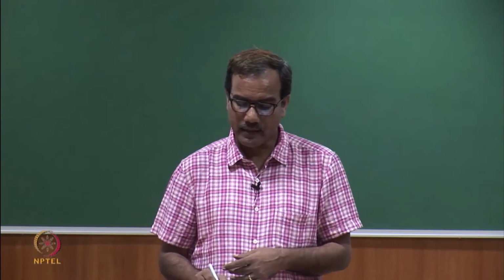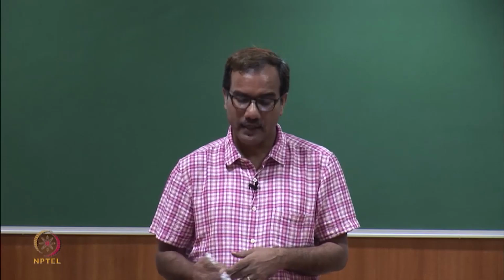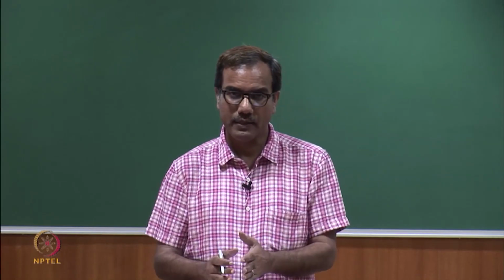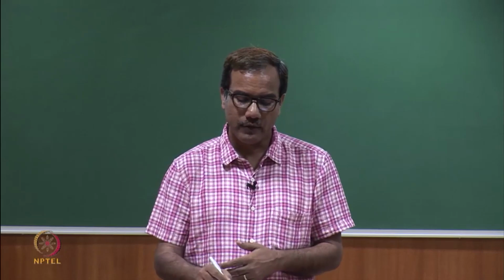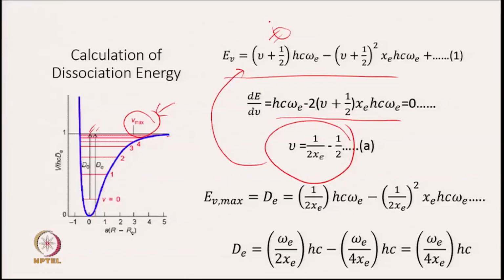Now, you see that V plus half is equal to 1 by 2 Xc. So, what you have to do is replace this V plus half by 1 by 2 Xc. When you do that, what you will get is EV max, the energy of the vibrational level where your energy is maximum, which is 1 by 2 Xc times (V plus half) hc omega e minus 1 by 2 Xc squared Xc hc omega e.